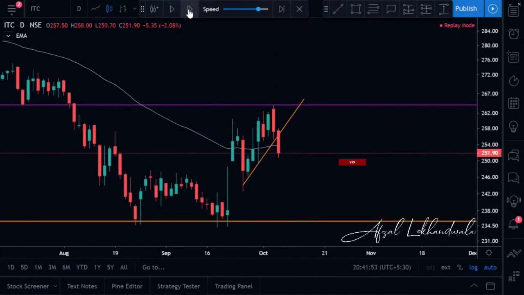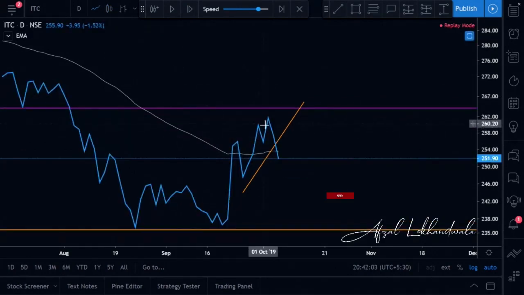In the very next bar, the very next candle, we see that the price has broken below the 50 EMA. The price has also broken below the trend line. Let me switch to the line chart to see. The price has given the first lower low. You can see it has made the first lower low. So these are the signs of a potential weakness in ITC.